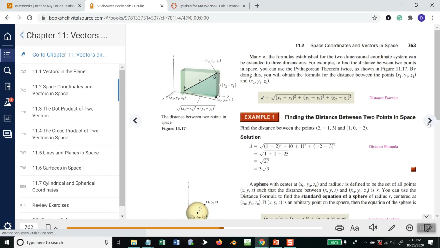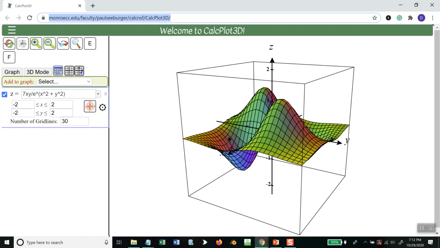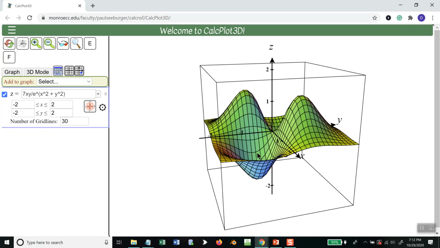What would we use for this class? X would be this way, and Y would be this way, and Z would be this way, unless you rotate it. I won't ask you it on the test.